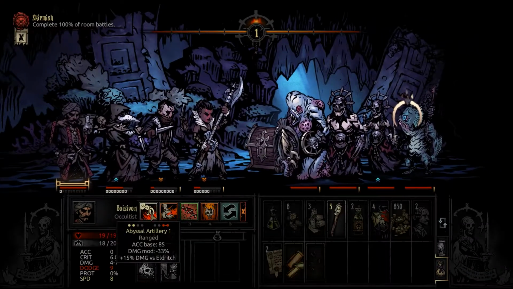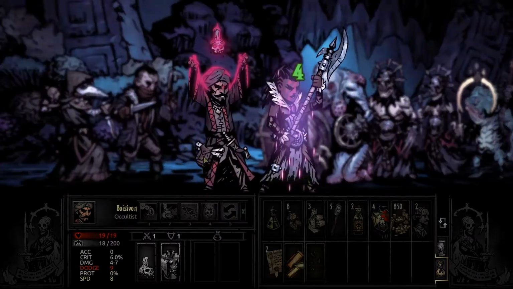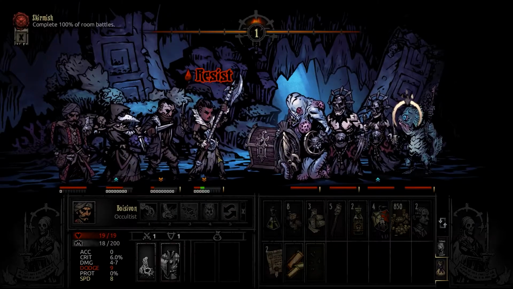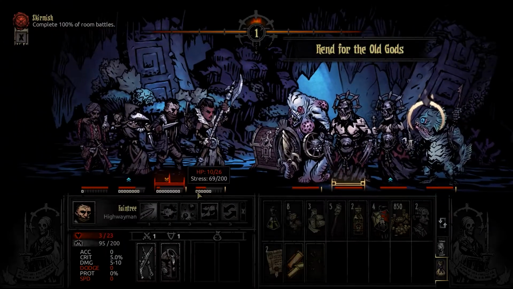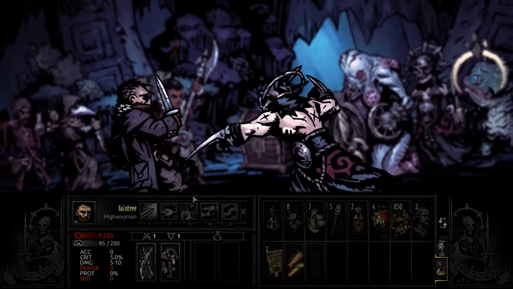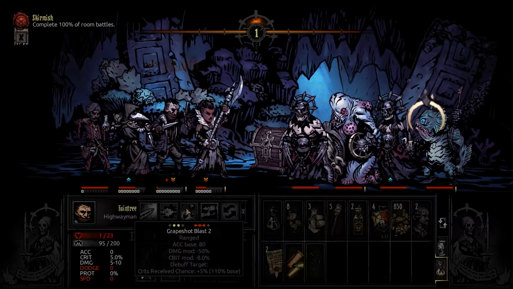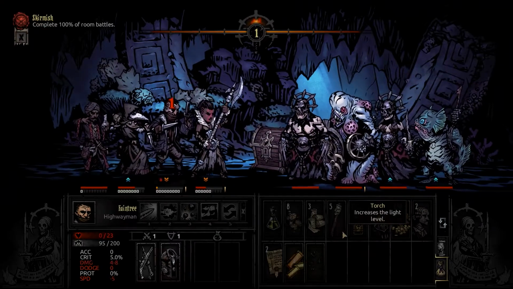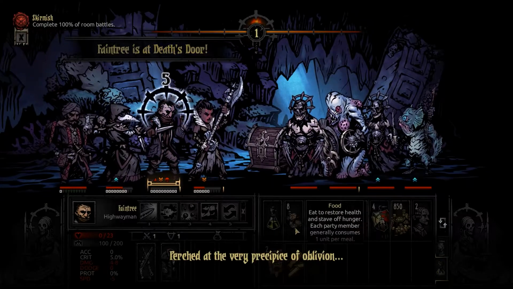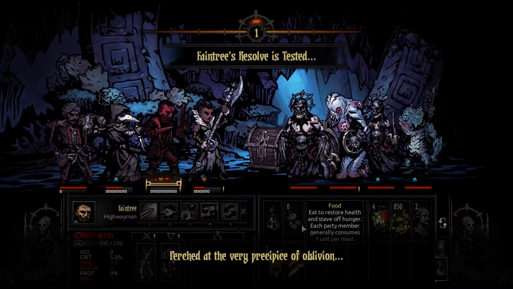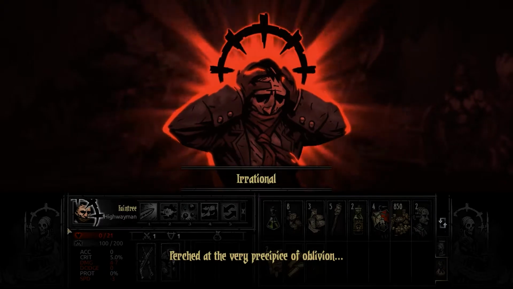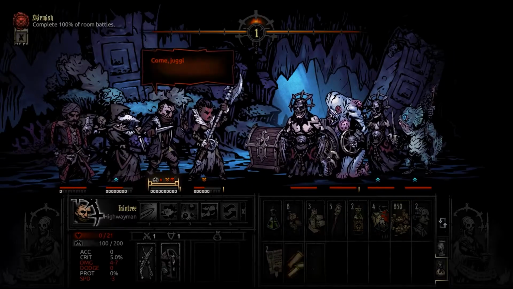The stress mechanic is the primary mechanic that differs Darkest Dungeon from most other RPGs. As your characters venture into the different dungeons, their stress will exponentially increase. Your goal is to keep your stress as low as possible. If your stress peaks, your character's resolve will be tested. This will result in a strong temporary buff or a debilitating temporary debuff.